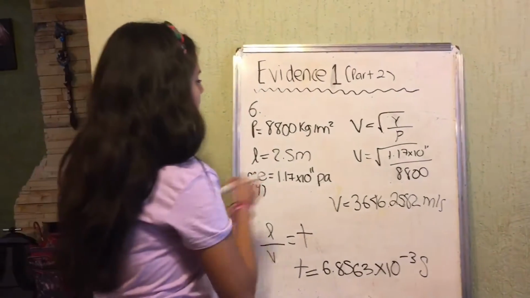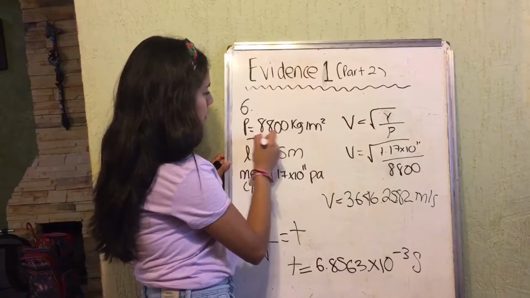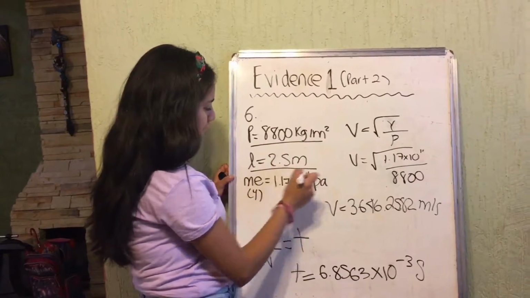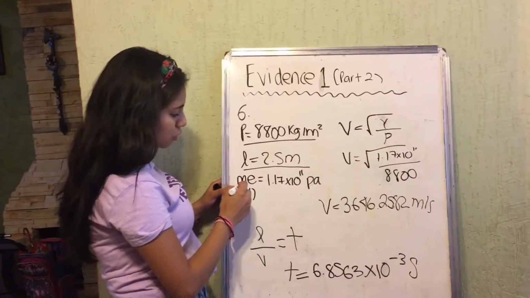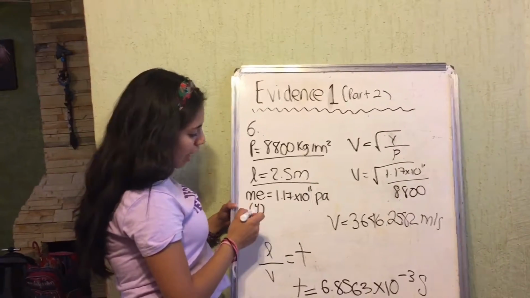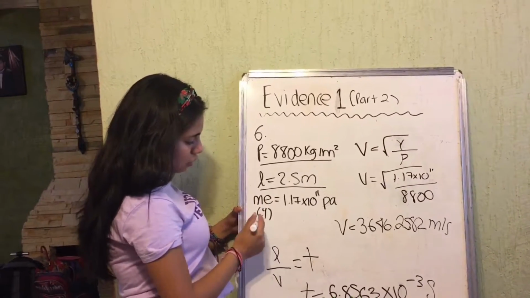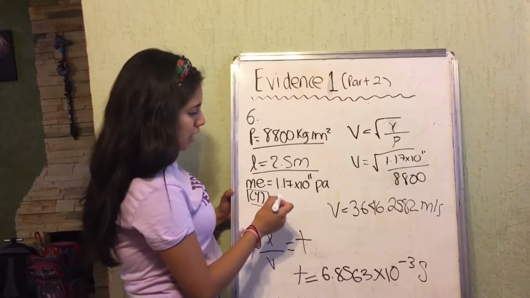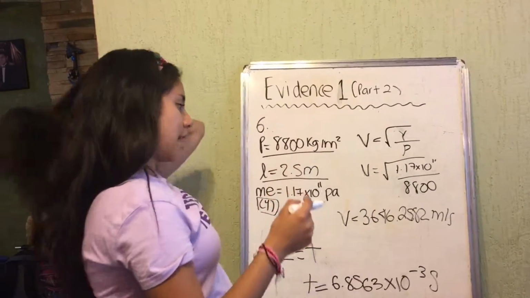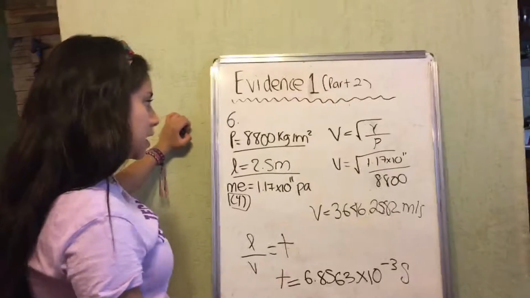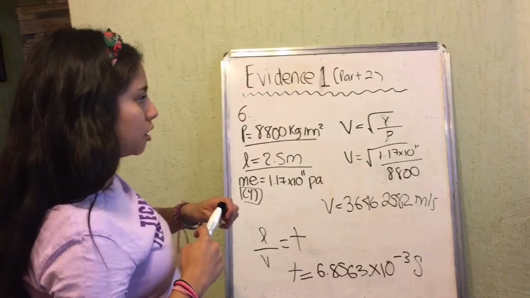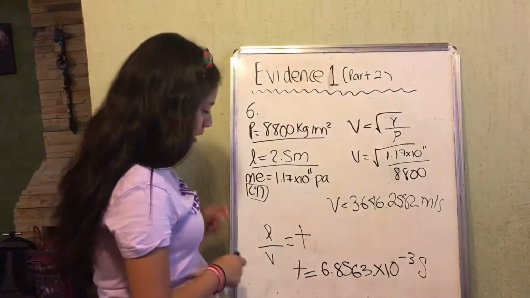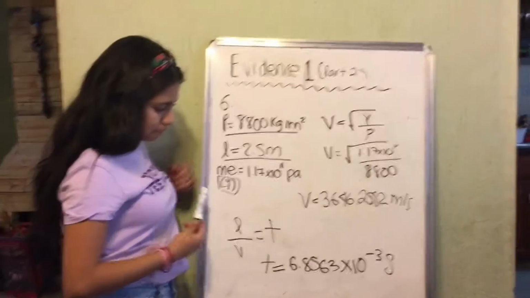We have our density, we have our length, and we have the modulus, which is known as Y. Remember that. First of all, they are asking us to get the velocity, and then with the formula of velocity we have to solve for the t.